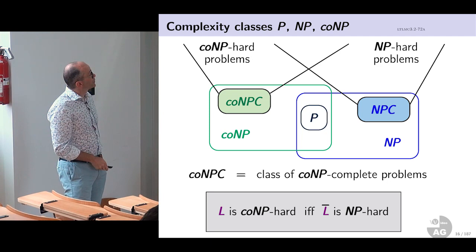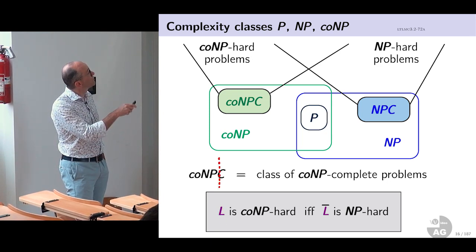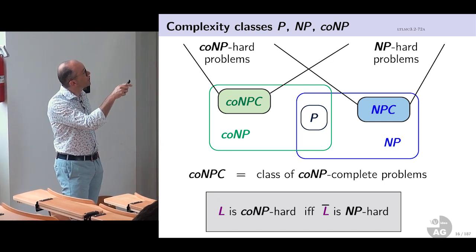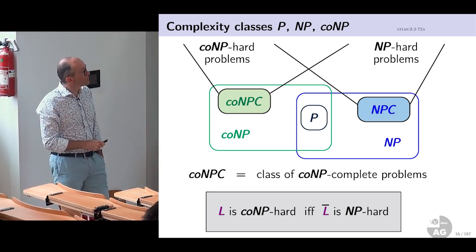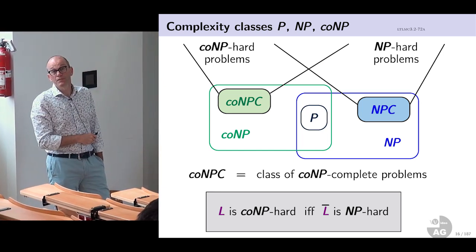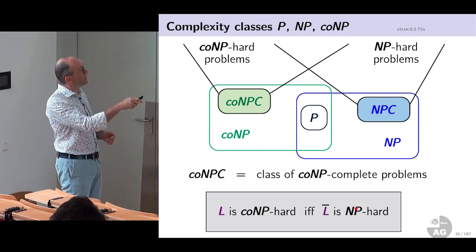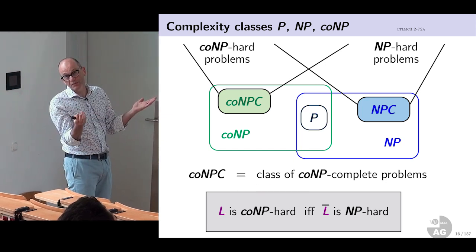And then it's not hard to see that L is co-NP-hard. So a decision problem is co-NP-hard if and only if its complement lies on the other side, which means the complement is NP-hard. And this is sometimes useful because if you want to prove that a certain problem is NP-hard, sometimes it's easier to look at the complement and prove that it's co-NP-hard.